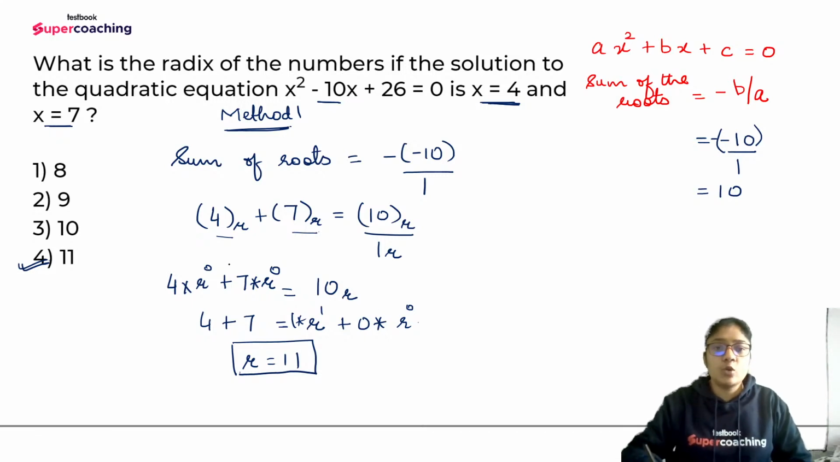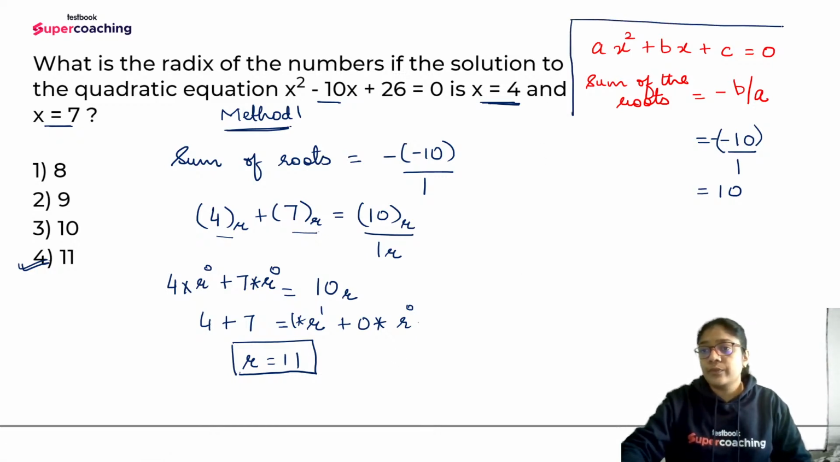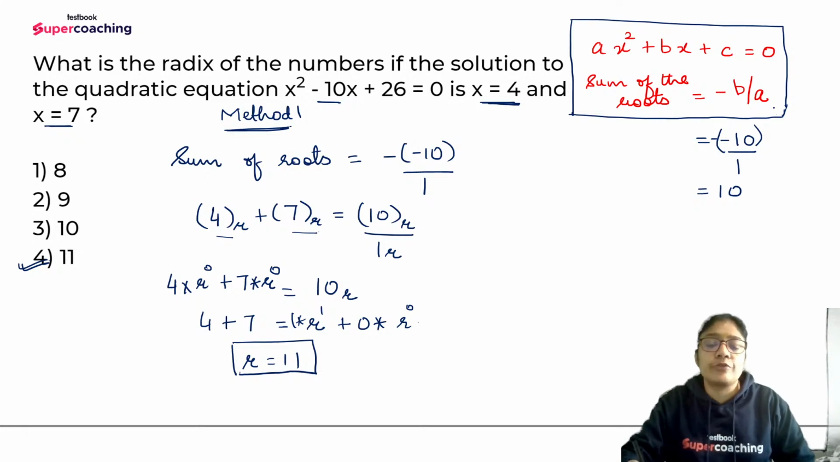This was one method, but here I used a concept which is written over the top right corner, that the sum of roots is equal to minus b upon a. What if we do not know the sum of the roots? How will you solve it?